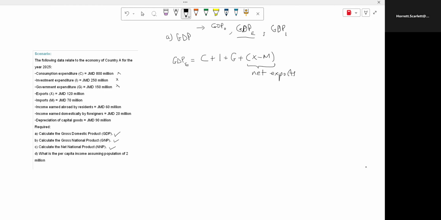So what is consumption? Well, consumption is 800. What is investment? Investment is 250. What is the government expenditure? We are told that it is 150. What is the exports? Well, export is 120. And for imports, that's going to be 70. So these are expressed in terms of millions of dollars.